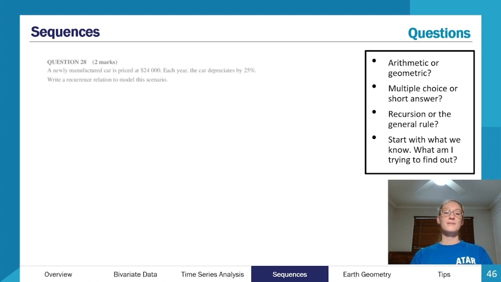Okay, we're going to go through some practice questions. So question 28. A newly manufactured car is priced at $24,000.